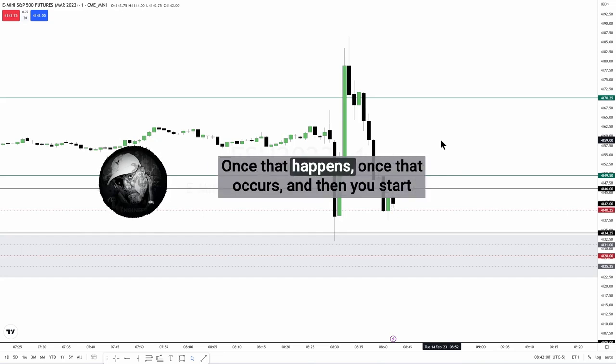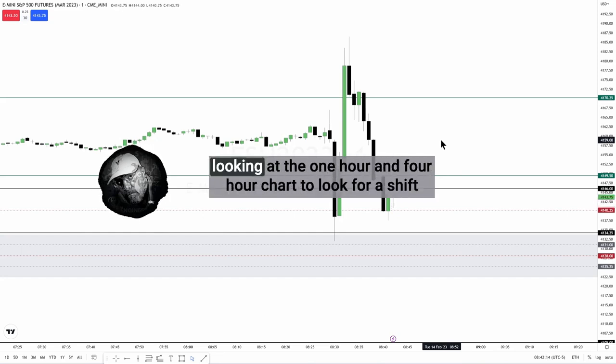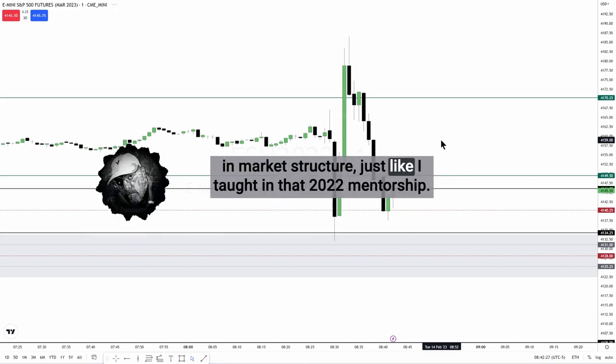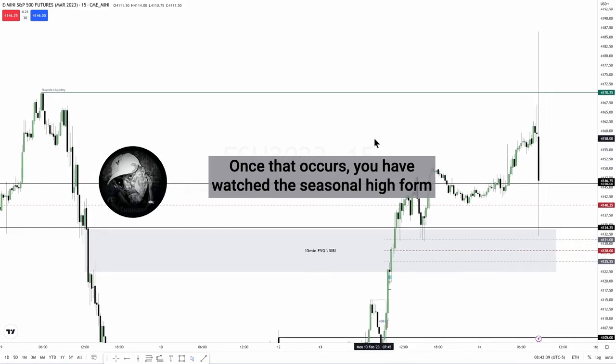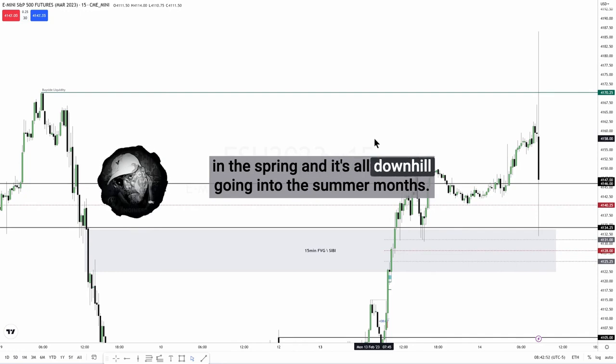Once that occurs, you start looking at the 1-hour and 4-hour chart for a shift in market structure, just like I taught in that 2022 mentorship. Once that occurs, you have watched the seasonal high form in the spring, and it's all downhill going into the summer months.